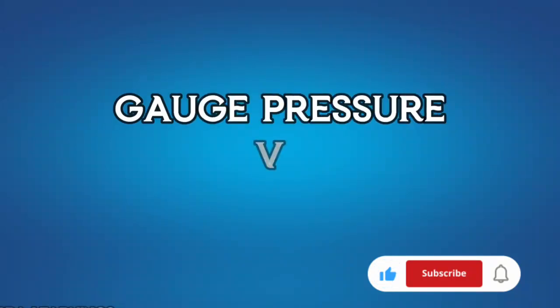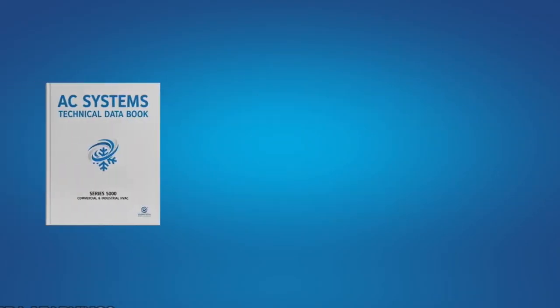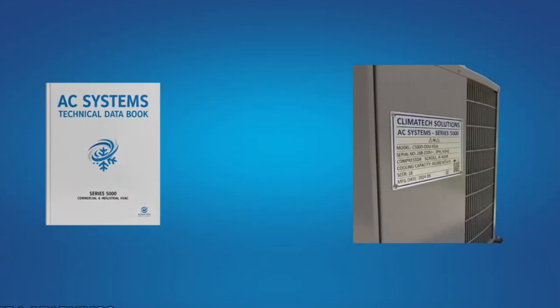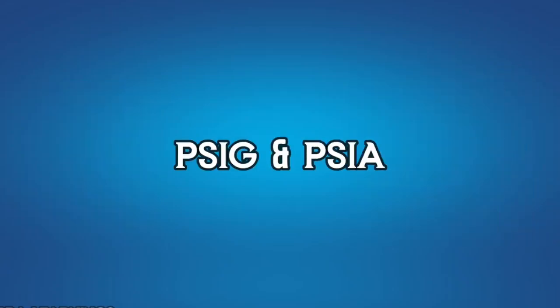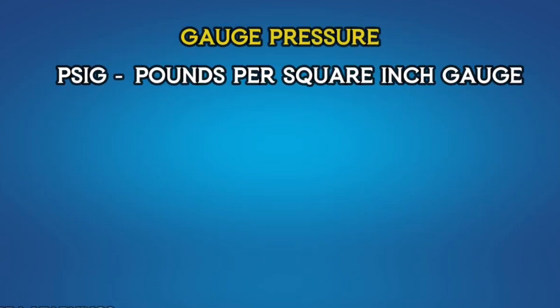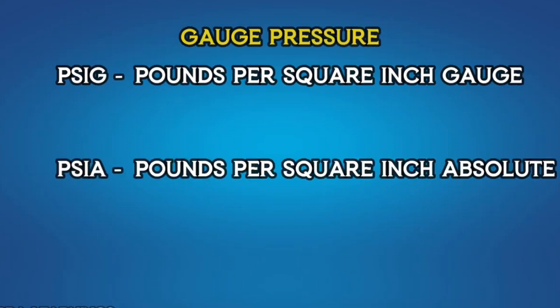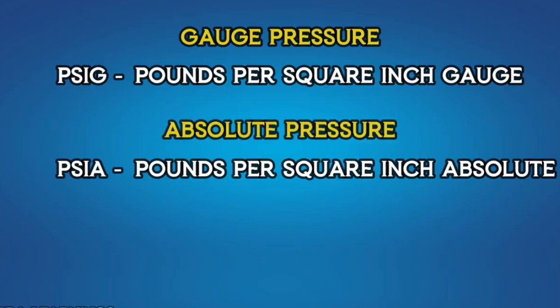In this video, we are going to understand the difference between gauge pressure and absolute pressure. If you look at your AC unit's data book, or sometimes even inside the unit, you'll see two pressure readings, PSIG and PSIA. PSIG means pounds per square inch gauge, that's the gauge pressure. PSIA means pounds per square inch absolute, that's the absolute pressure.